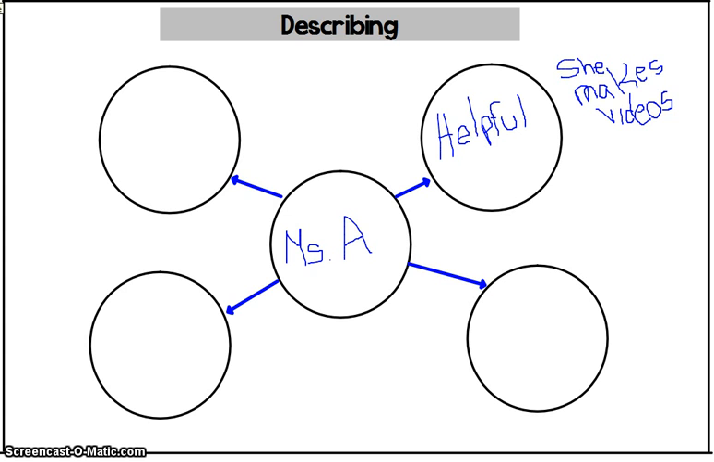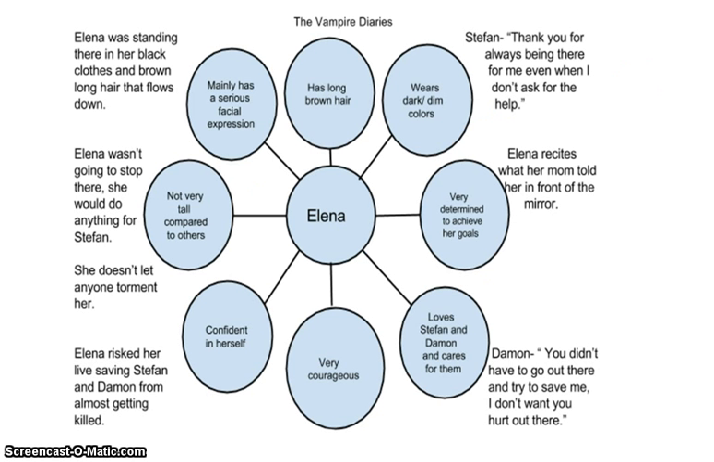And just to wrap it up, I want to show you an example bubble map describing a character from an independent reading book. This one comes from the book The Vampire Diaries. You always want to give your thinking map a title, and since this one is focused on a character from a book, the title should mention the actual book.